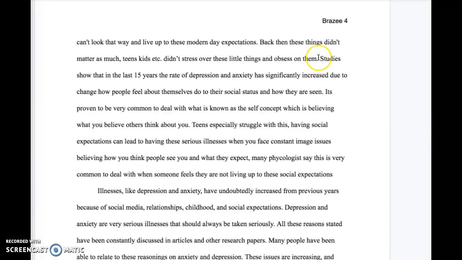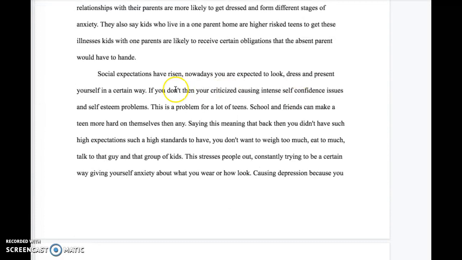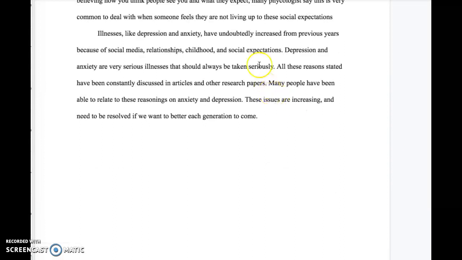Because if we look at here, studies show that in the last 15 years, the rate of depression and anxiety has significantly increased due to change, missing a word, and how people feel about themselves due to their social status and how they're seen. So that's really good. Back to social expectations have risen. Excuse me. So you have some good ideas. I think you just need help retweaking it and reorganizing it with you. And I think we can work together to make this better.